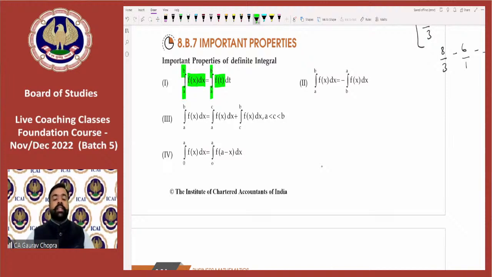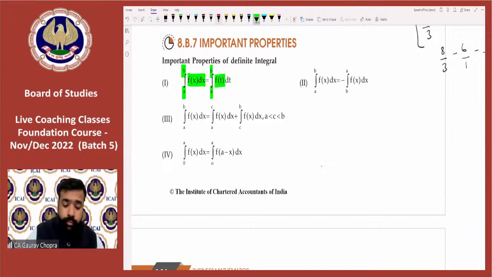In place of x, if we use y, z, a, anything, the result will be the same. If the variable is changing, the result is not changed because we have the same definite limit. So the first property says it is independent of variable. We can use any variable.